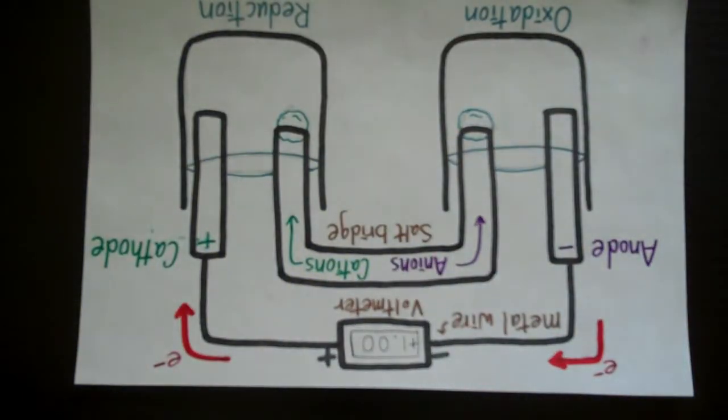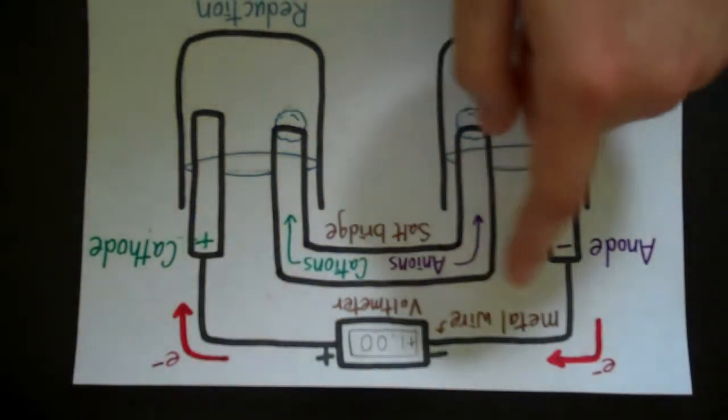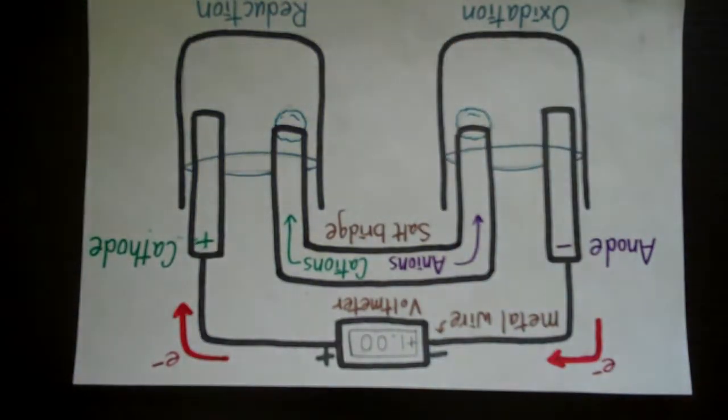There are four main components of a voltaic cell: electrodes, including cathode and anode, two half-cell compartments for reduction and oxidation, a salt bridge, and a metal wire. The metal wire serves as the external pathway for electrons to go through, and it is usually copper because copper is the second most conductive metal.